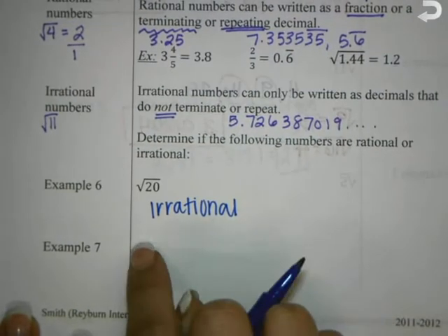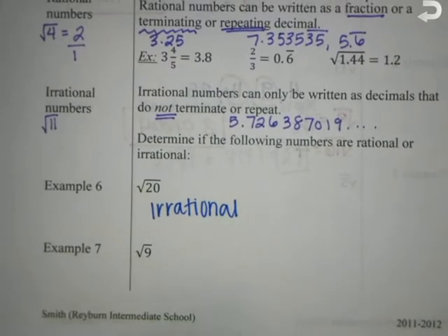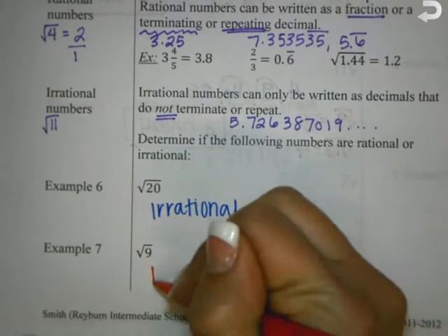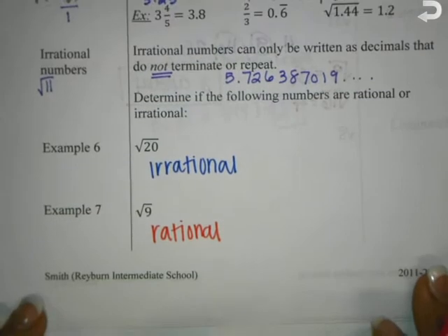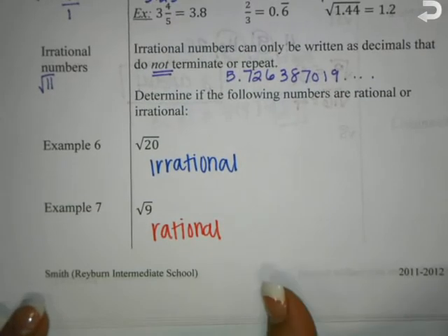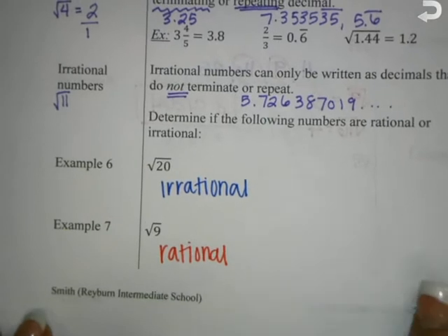So what about square root of 9? Is that rational or irrational? Rational. Good, rational. It's a perfect square. Okay? If it's a perfect square, it's rational. If it's not a perfect square, it's not rational. Hold on, not done. Okay, 2 more.